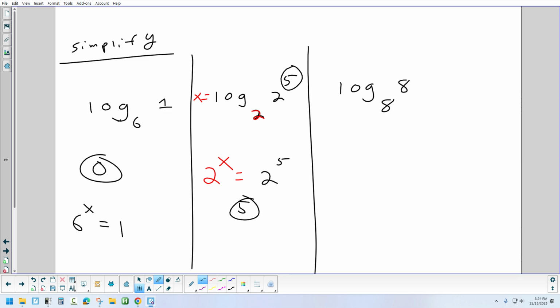Log base 8 of 8. This is where the base and the argument match. X, yeah, this would come out to 1. Okay, and if you forgot, you could think of it as this is your base, x is your exponent, and the argument goes on the other side. What power can you raise 8 to get the same thing back? First power. So those are all properties of simplifying logs.